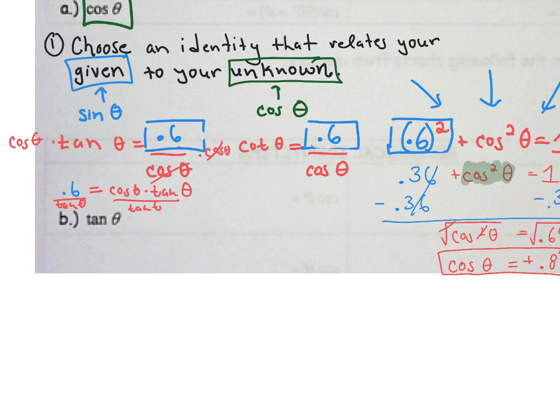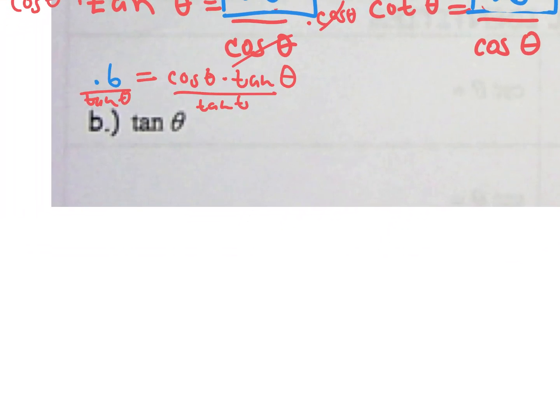Now we know two things, because we did all that work in part A. Anytime there's an A and a B, you can always recycle what you know from part A to help you with part B. We now have two given pieces of information. In the original problem, they told me that sine of theta is 0.6, and we just did some work to show that the cosine of theta is 0.8. So now I have to choose an identity that relates two givens to one unknown.